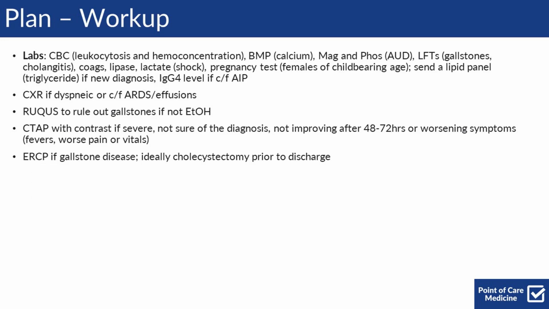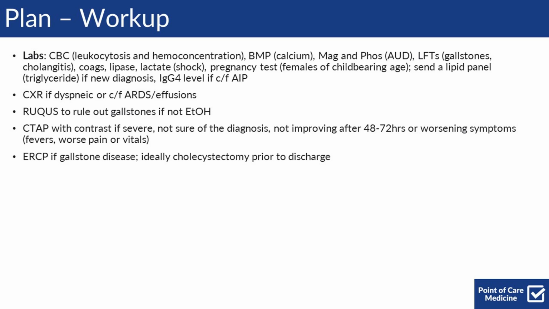For the plan for your workup, make sure you have a CBC to look for leukocytosis and hemoconcentration, a BMP to look for calcium, a MAG and FOS to assess for any downstream effects of alcohol use disorder, LFTs to assess for gallstones or cholangitis, coags, lipase of course, lactate to look for shock, a pregnancy test, and send a lipid panel if you're concerned that this is a new diagnosis. You can also send an IgG4 level if you're concerned for autoimmune pancreatitis in the right clinical context.